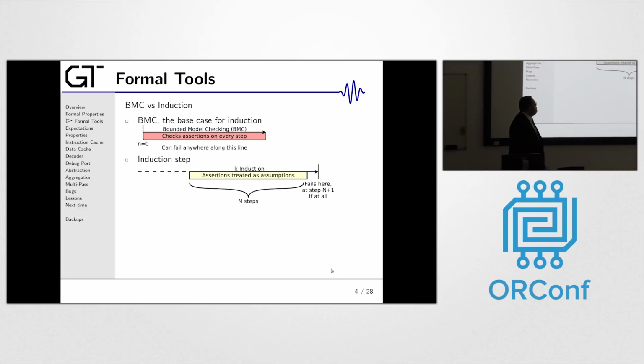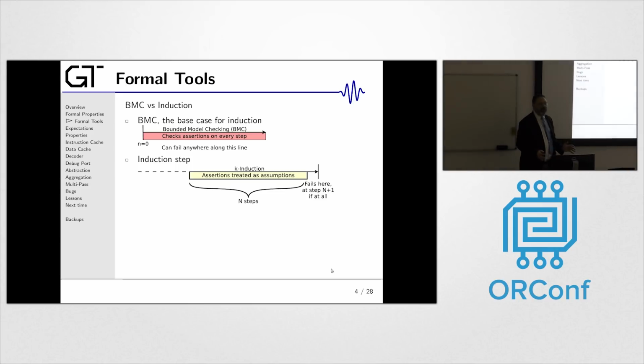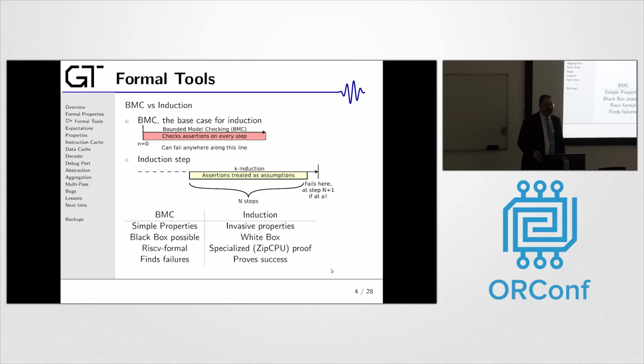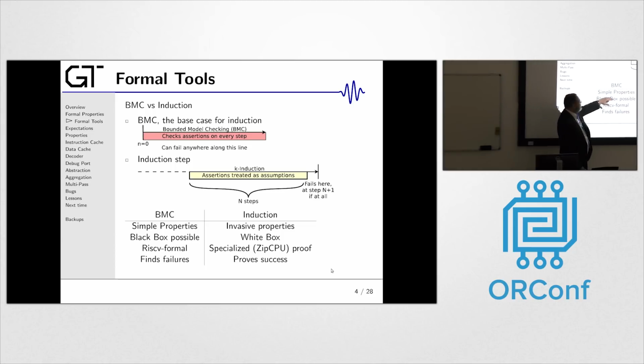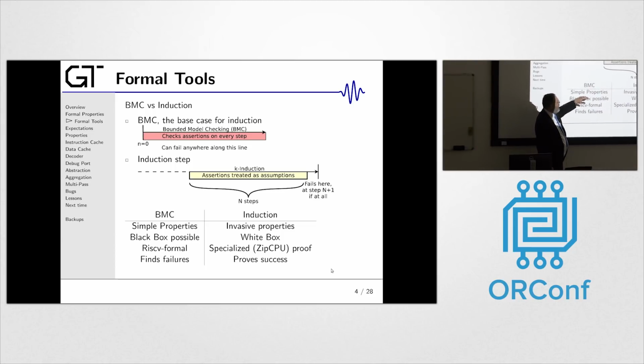They're very different types of proof, although the mathematician will say that for a given length, there is a length where BMC and induction are equivalent. That's as far as I got in the paper before I got lost. The big thing to know about the difference between the 2: with BMC, you can do really, really simple properties. If you want to pass induction, you've got to have invasive properties. You've got to get into your design and you've got to tell the engine, this is what can never happen.